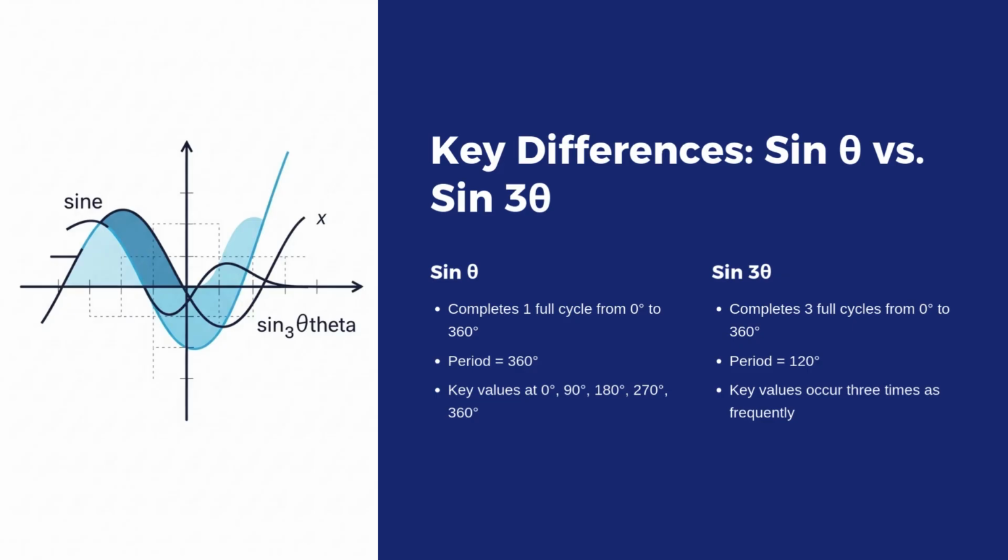This results from multiplying the angle by 3, which causes the wave to oscillate 3 times faster. The period of sine of 3 theta is 120 degrees. This is derived because dividing the usual period of 360 degrees by the factor 3 gives 120 degrees. The key values occur 3 times as frequently as those of sine of theta. This follows from the shorter period, meaning the curve reaches zeros, peaks, and troughs more often within the same range.